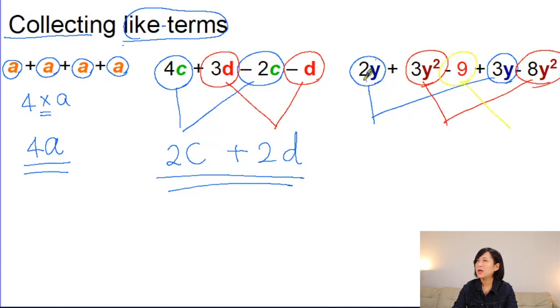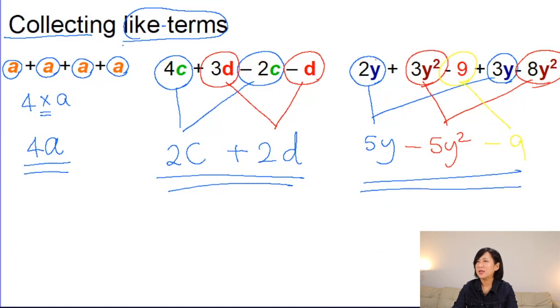So now 2y plus 3y equals 5y. 3y squared minus 8y squared is minus 5y squared. Then just copy down the single term, 9. This is the end of the simplifying because we can't see any like terms.